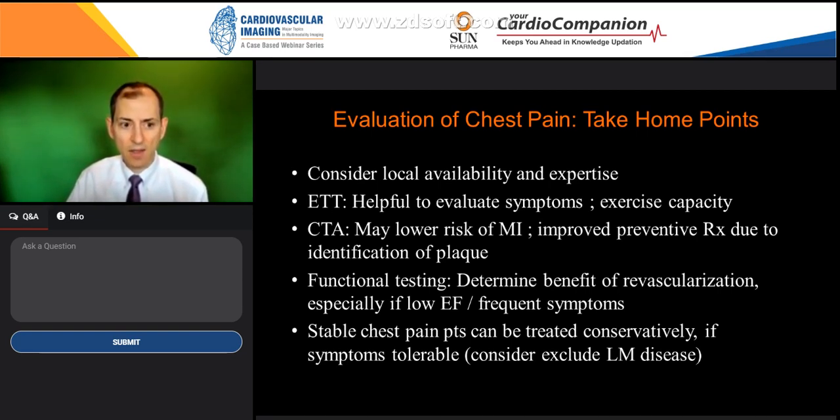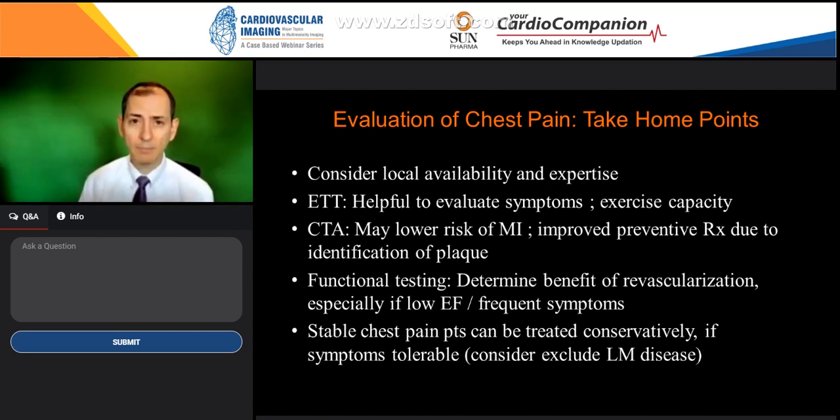Coronary CTA has now been observed to be associated with a lower risk of myocardial infarctions, and the likely mechanism for this is that we can detect more plaque and implement more preventive therapies. Functional testing, we talked about the fact that it can help us assess the benefit of revascularization, especially in patients with low ejection fraction or patients that have frequent symptoms. And finally, as we made the point multiple times, patients with stable chest pain can be treated conservatively if their symptoms are tolerable.